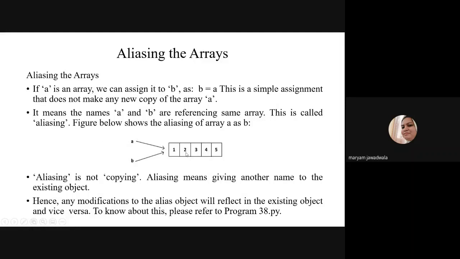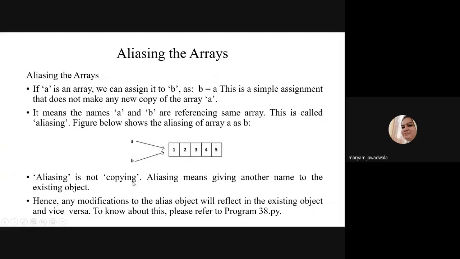Suppose my A array is the integer array 1, 2, 3, 4, 5, and I am using the assignment operator B equals A. It means the same elements are referred to by two tag names, A and B. The memory location of the elements remains the same, so the same memory location is referred to by two different names, A and B. This concept is known as aliasing. Please note, aliasing is not copying. Aliasing means giving another name to an existing object. So we are giving two different names to the same object.